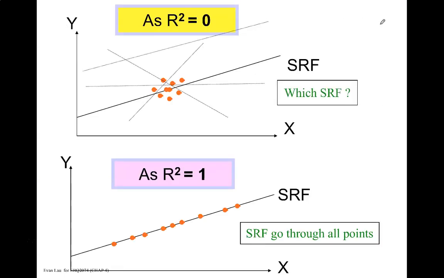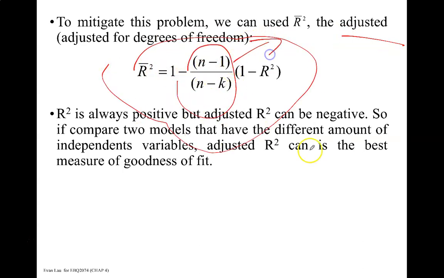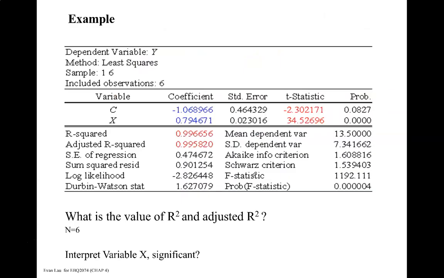And to solve the problem of comparing between two models, we can use a measurement called adjusted R square, which is adjusted for the degrees of freedom, the sample size and the parameters used. R square is always positive, but adjusted R square can be negative, and you can compare between two to know which model is a better fit.